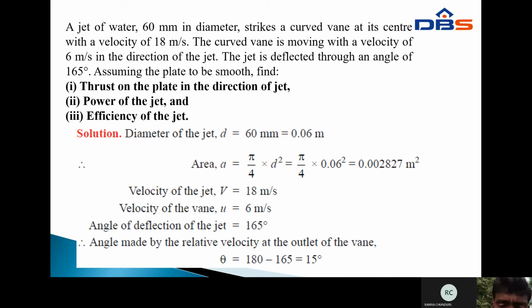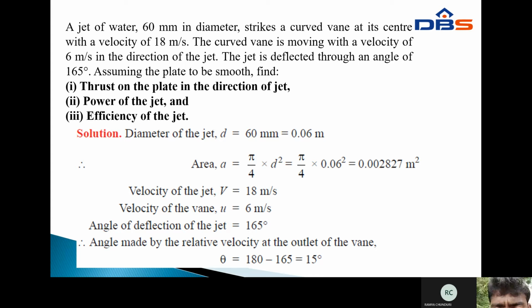First of all, the given data. The diameter of the jet D equals 60 mm, which is 0.06 meters. This value is converted into meters. Therefore, the area A is π/4 times D squared, which is 0.002827 square meters. Next, the velocity of the jet V equals 18 meters per second. The velocity of the vane, or curved plate, u equals 6 meters per second.